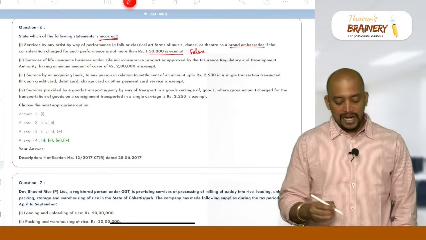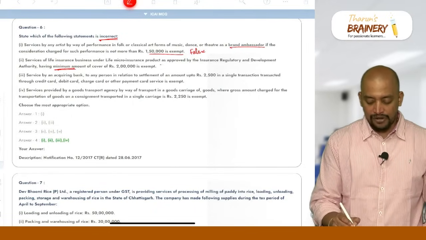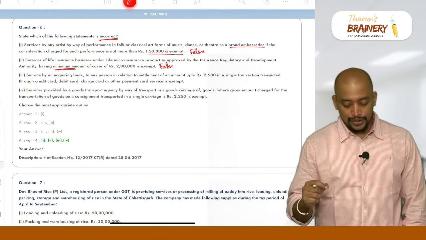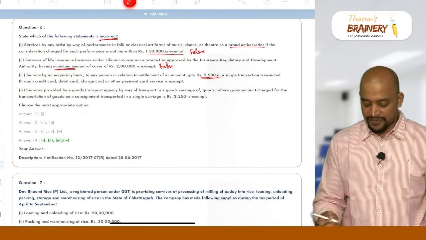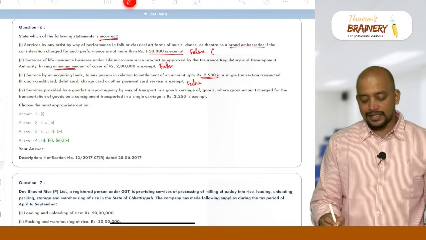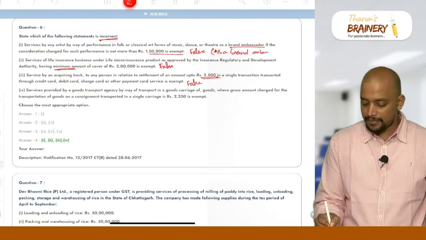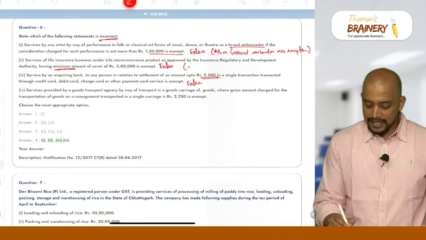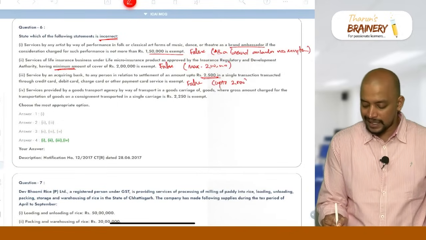Service of life insurance and life micro insurance approved by insurance regulatory authority having minimum amount of cover 2 lakhs is exempt. False. It should be maximum 2 lakhs. So, micro life insurance where the maximum sum assured is 2 lakhs is only exempted. Service by an acquiring bank to any person in relation to settlement of an amount up to 2,000. It is not 2,500, it is up to 2,000. False. So, in this case, as a brand ambassador, no exemption. There is no exemption. Okay. Whereas here it is maximum 2 lakhs and here it is up to 2,000 in a single transaction.